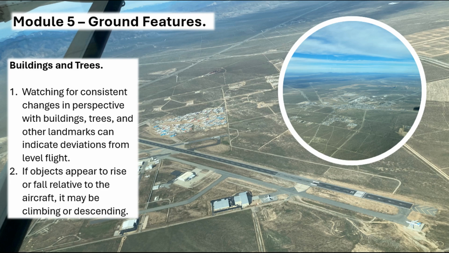Buildings and trees. 1. Watching for consistent changes in perspective with buildings, trees, and other landmarks can indicate deviations from level flight. 2. If objects appear to rise or fall relative to the aircraft, it may be climbing or descending.